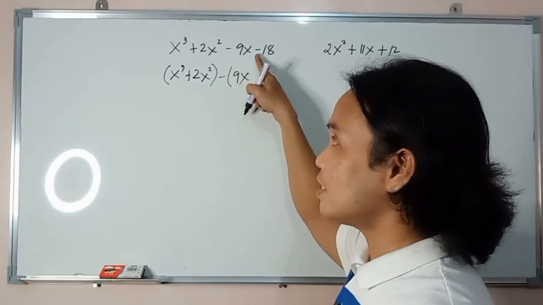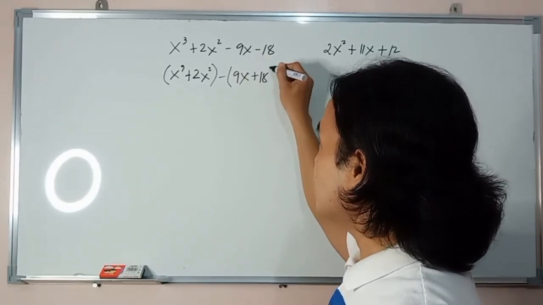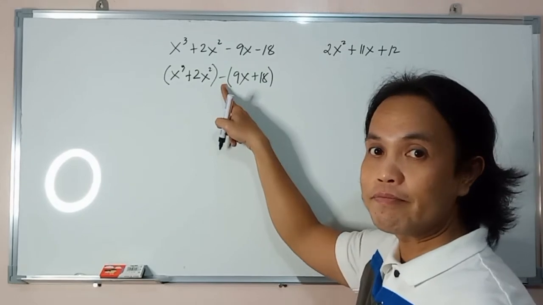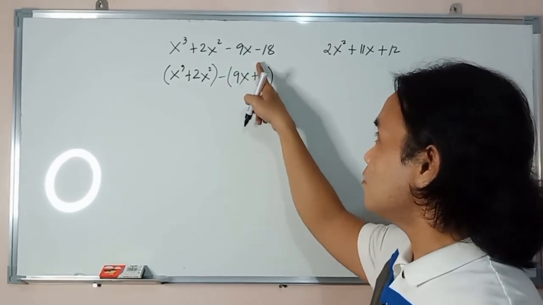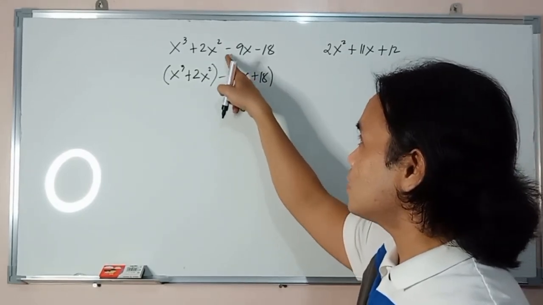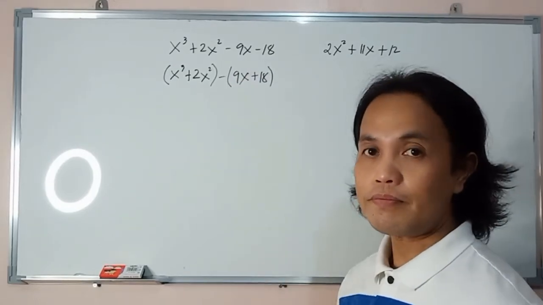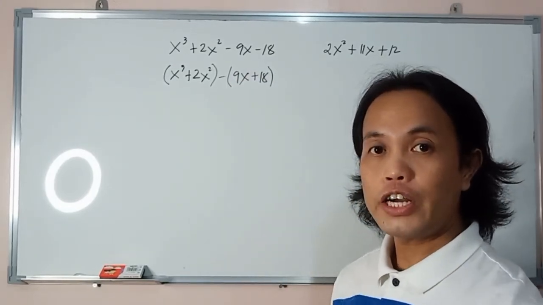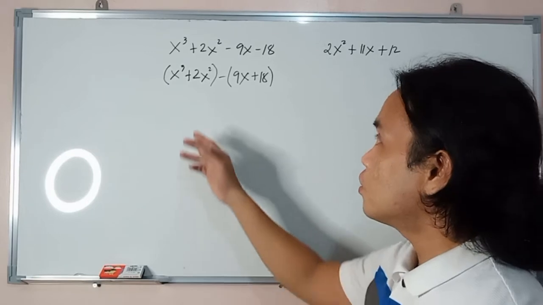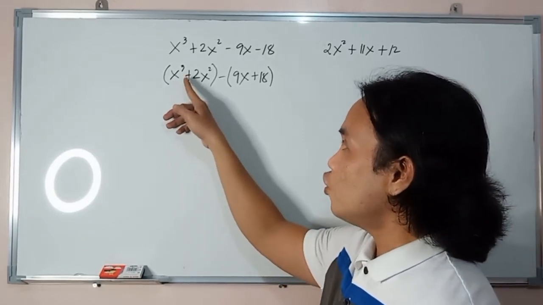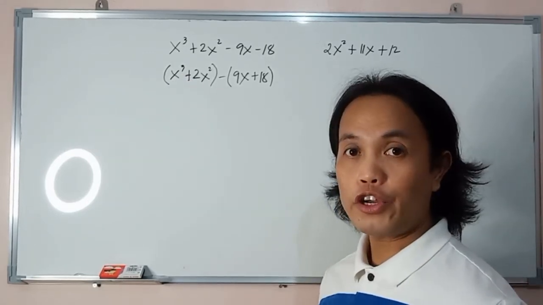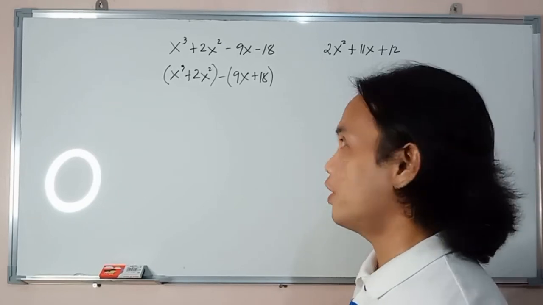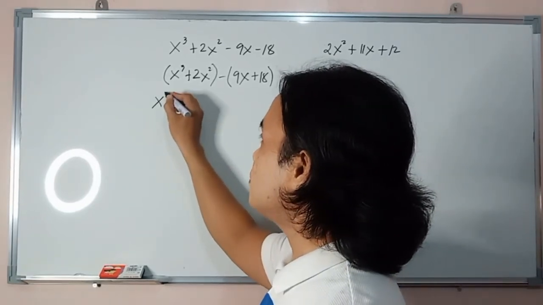But this time, this is negative, it shall become positive because we have here the negative. So negative times positive is negative. Negative times positive is also negative. Next is to factor out the common monomial factor. So in this case, we have x cubed plus 2x squared. So our common monomial factor is x squared.